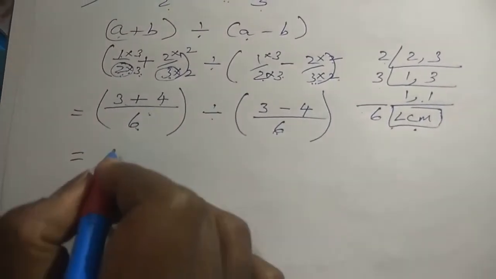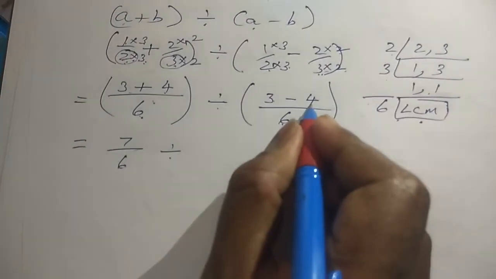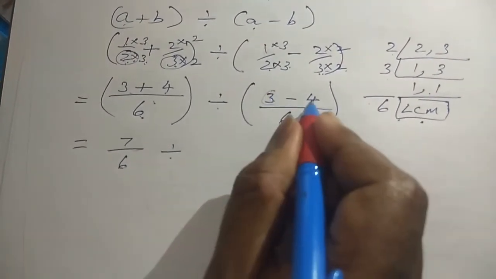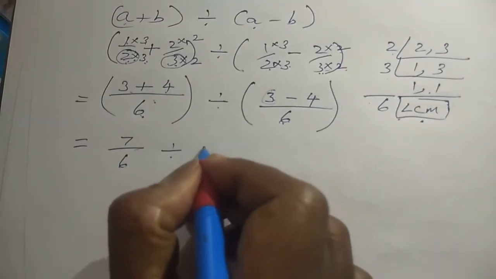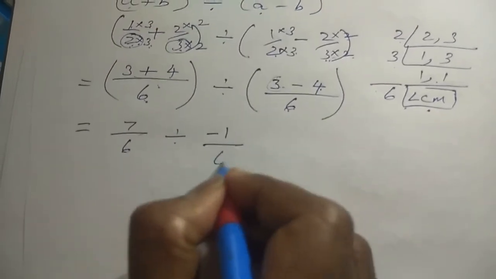Again we come here. So 3 plus 4 is equal to 7 by 6, divided by 3 minus 4. Here it is a smaller number minus a bigger number, so the answer is minus 1. So 3 minus 4 is equal to minus 1 by 6.